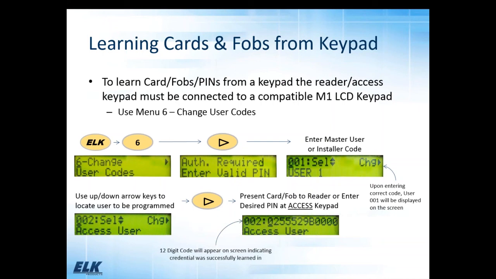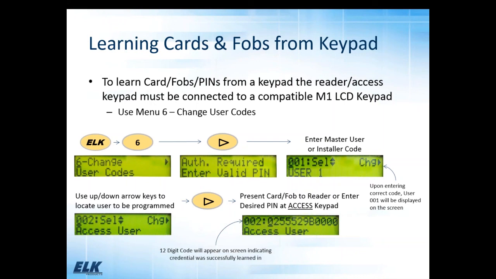At the keypad, you're going to go into menu 6, which does require a valid user code, and that's going to either be a master user or installer code. You would then select the user that you wanted to learn it into with your up and down arrow keys. Once you've found the user that you want, you'll right arrow into it. You'll see whatever that code happens to be now. If it's the first time it's ever been learned in, it's just going to be a bunch of zeros.